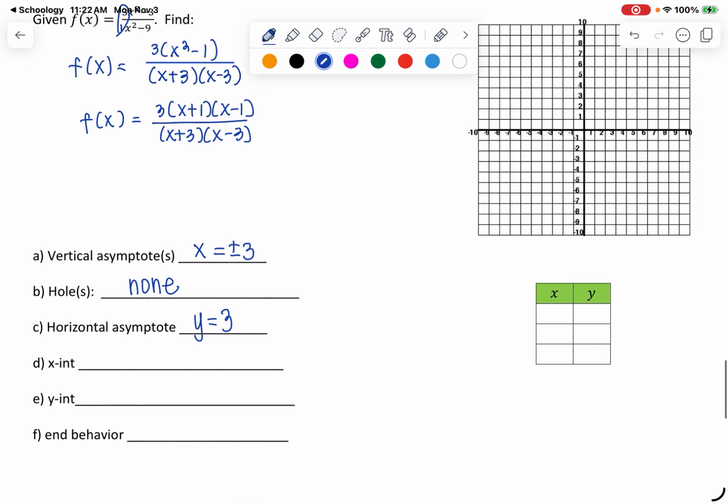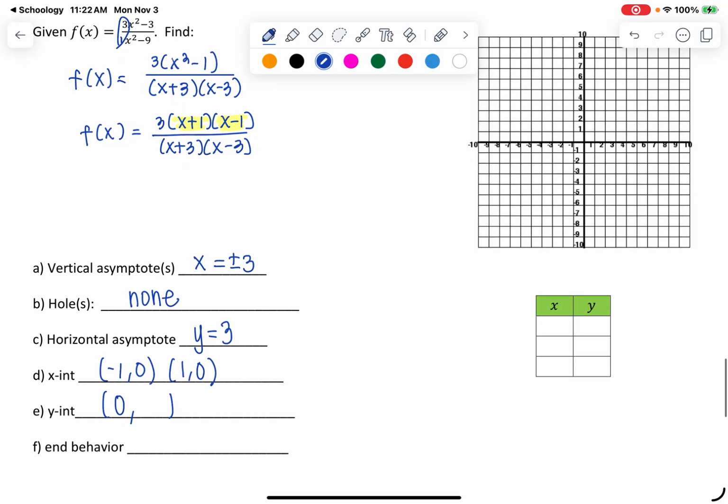X-intercept, set the numerator equal to 0 and solve. So you have this and this that you have to set equal to 0 and solve. So you get (-1, 0) and (1, 0). Y-intercept, plug in 0 for x and see what you get for y. I'm looking at this right here because it's easier to plug it in there. You get -3 over -9, which is 1/3.